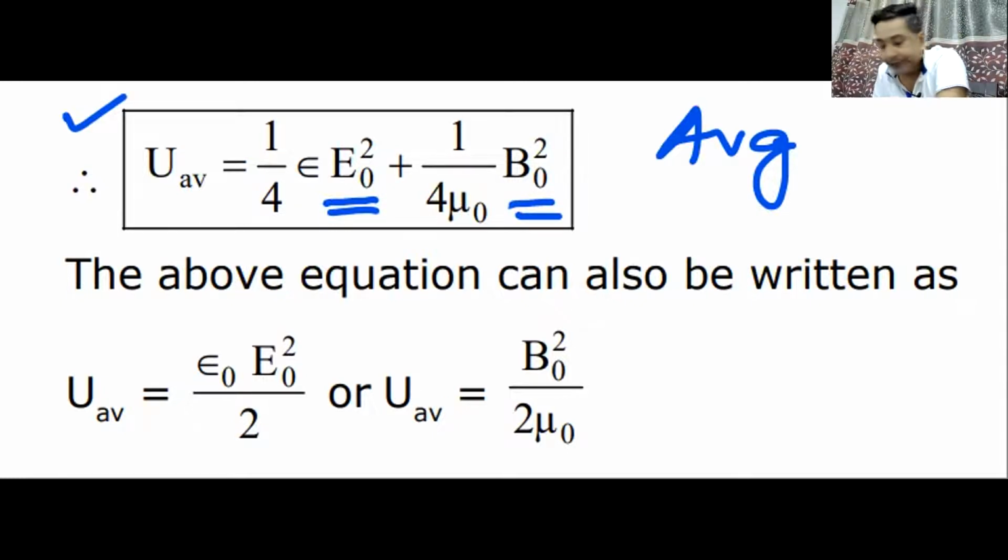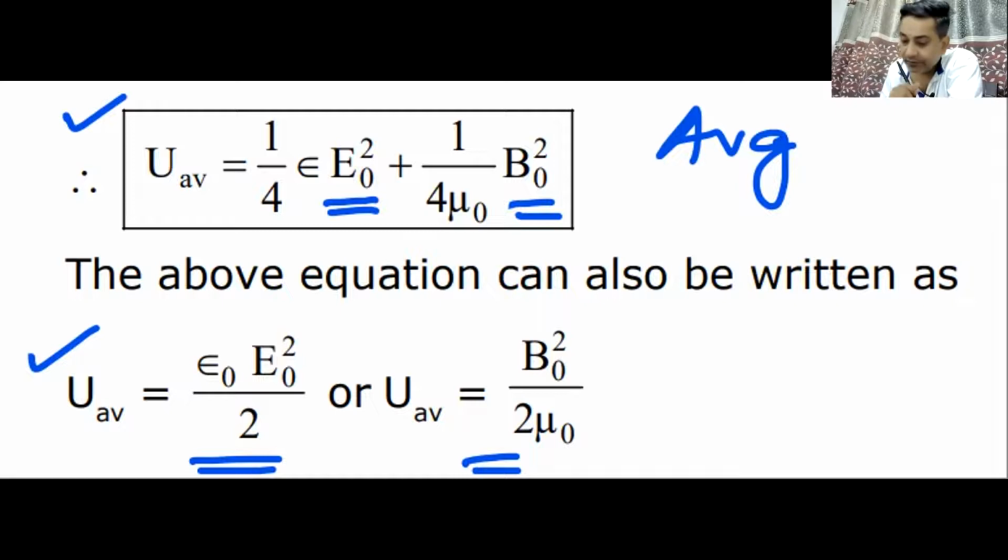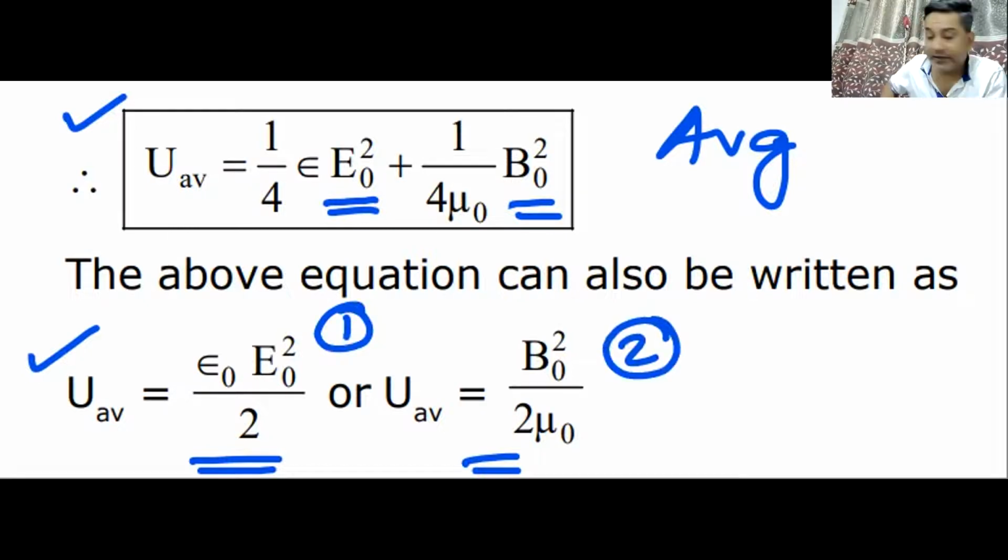E naught is the amplitude of the electric field. B naught is the magnitude of the magnetic field. Do we understand this? Yes, sir. So the average energy density will become half epsilon naught E naught square, or B naught square by 2 mu naught. Do we understand this? Yes, sir. I'll give you a minute to note this down. Very important formula. This is formula number one, this is formula number two. This is going to come many times in EM waves. Please note it down.